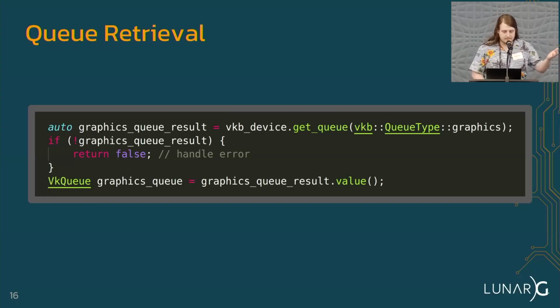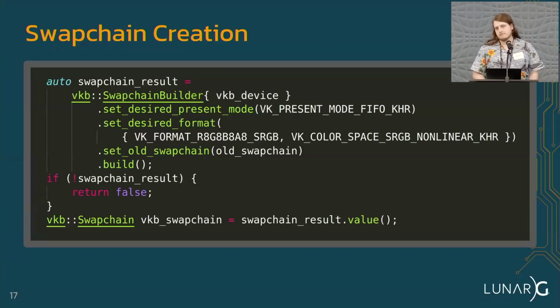Easy as that. Swap chain creation is more of the same, but instead of setting your physical device features, you're setting your present modes and your surface formats. I mean, I have the most basic swap chain creation logic here, which is only using things that are guaranteed to work: FIFO, sRGB, RGBA, non-linear.